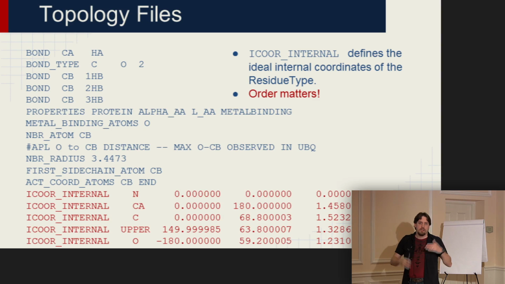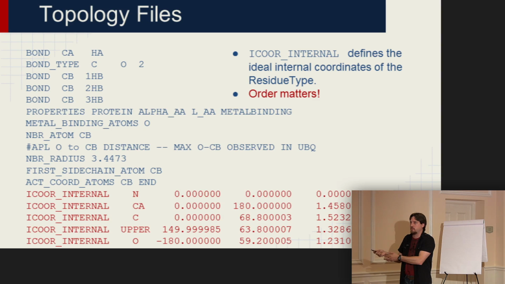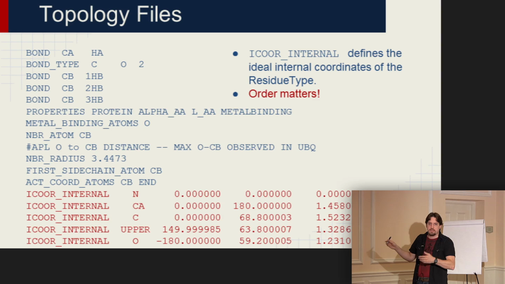And now we get to the final large chunk that's tricky and important, and that is the internal coordinates. These are the idealized coordinates. If you are loading a pose from a PDB, it's going to use the coordinates in the PDB file. However, if you're creating a residue type, creating a pose de novo, it's going to look in this file to find out what sort of idealized initial coordinates it should give to the residue.